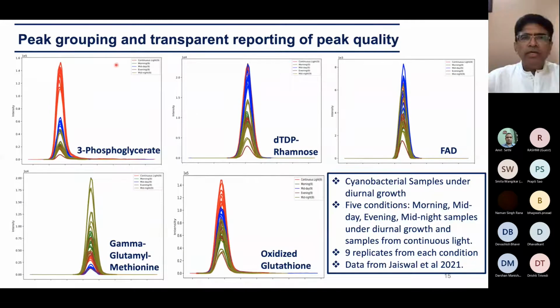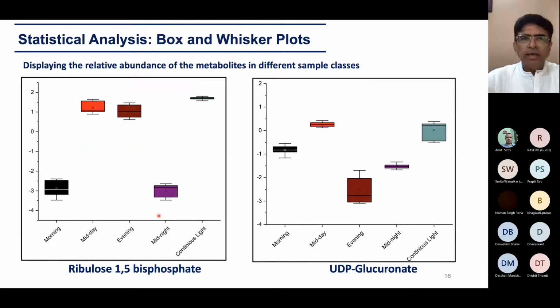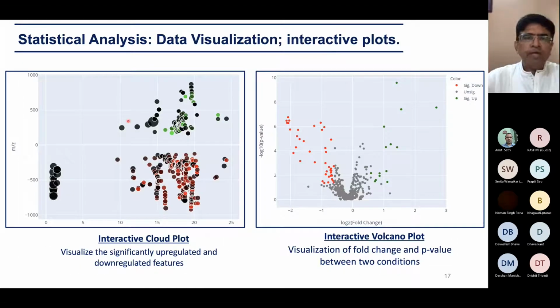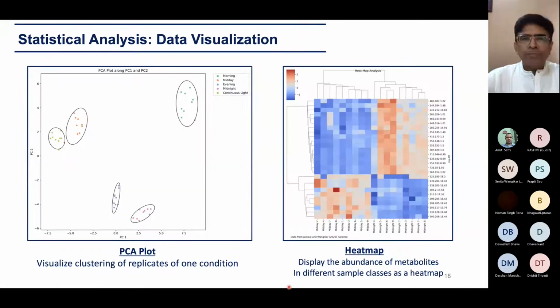Then the data needs to be grouped and reported in a transparent manner to the user. This is just the reporting of the data by grouping and aligning and so on, so I'll not get into the details. And then one has to perform statistical analysis using all the standard statistical analysis tools. The data needs to be visualized based on how the user is used to seeing the data normally. So the cloud plot and the volcano plot are generated.